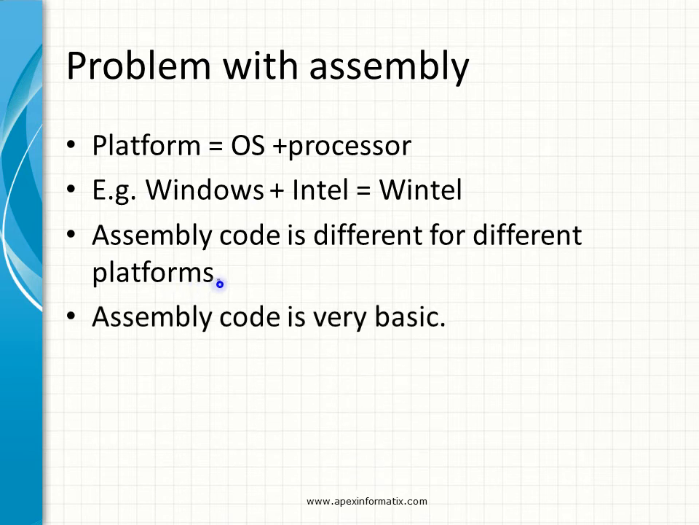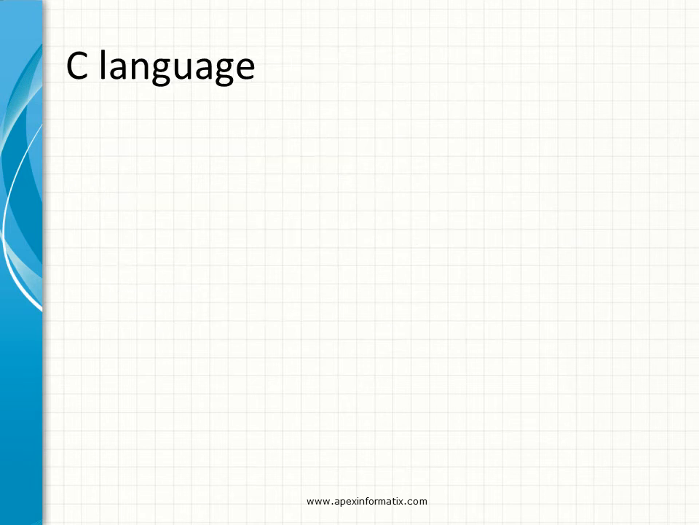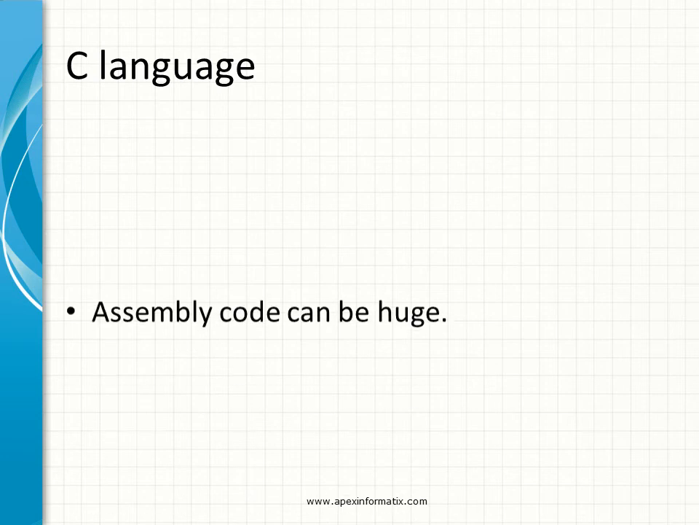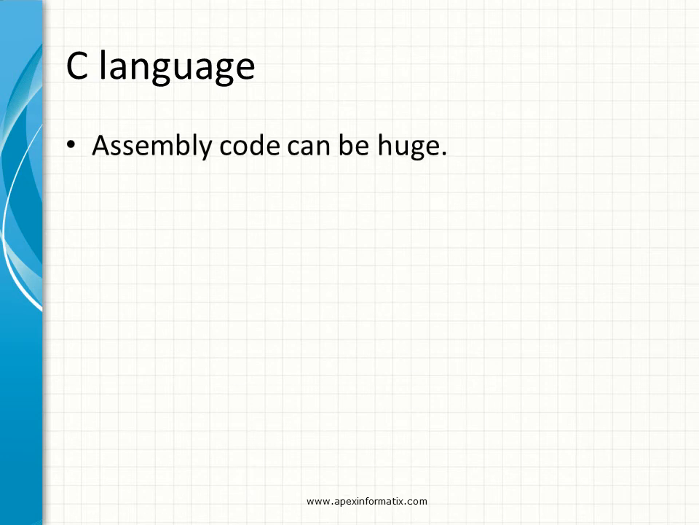Another problem was that assembly code was a very basic or elementary language. So, doing complex programming in assembly code was very difficult. Therefore, another advanced language came into the picture. It was the C language. So, to solve the problem of assembly code, C language came into the picture and it provided much more ability to the programmers to write complex programs easily.